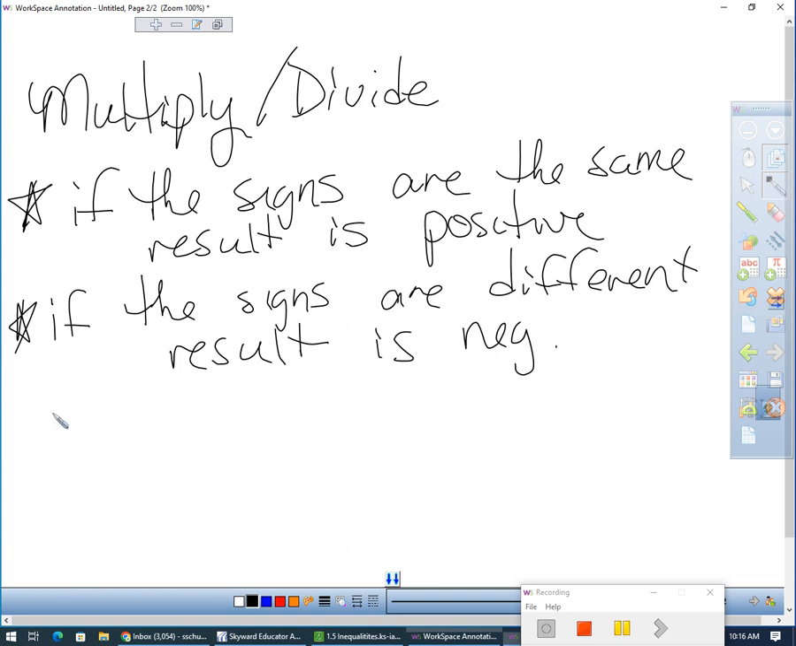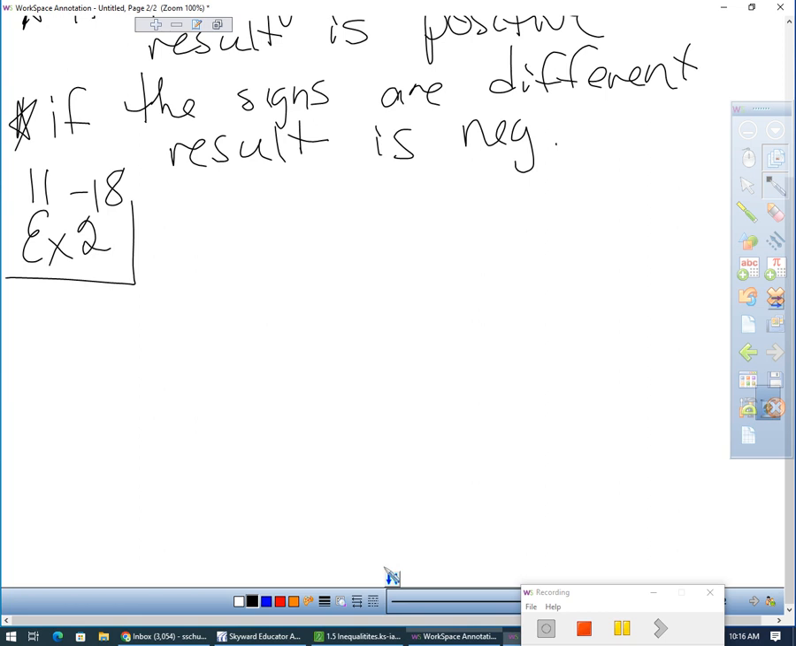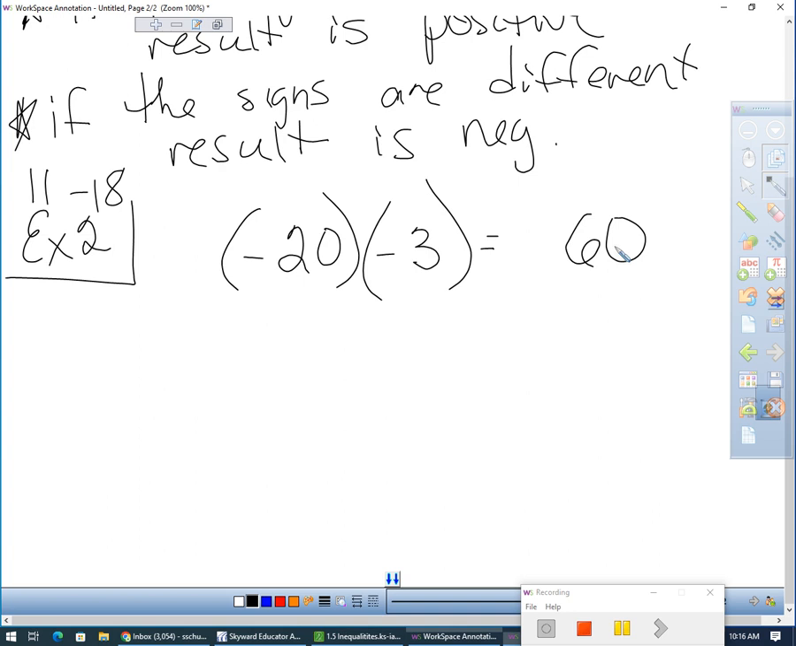All right, so here's example number 2. Example number 2 is 11 through 18. Let's do just a couple in here. So let's say I have negative 20 times negative 3. So now when we take our numbers, 20 times 3, we get 60, right? Negative times a negative is a?